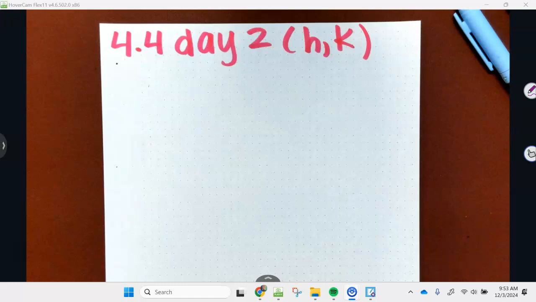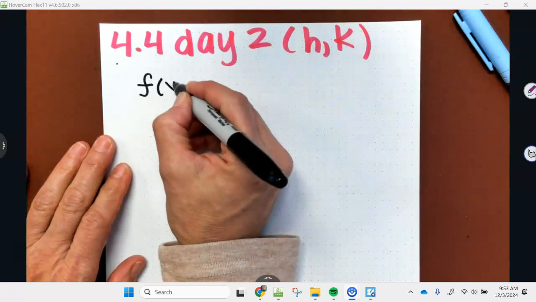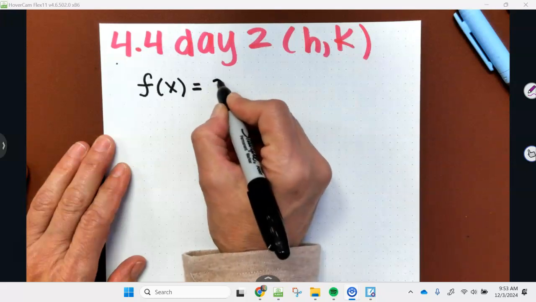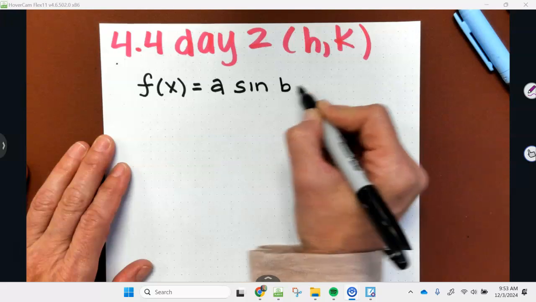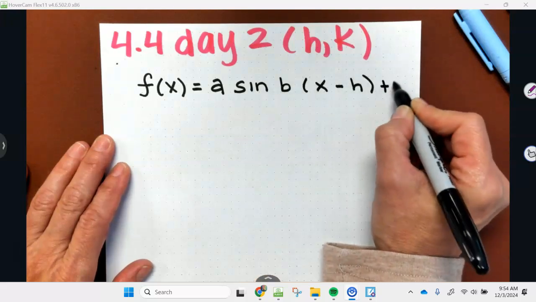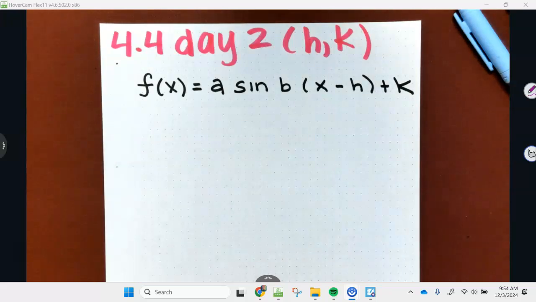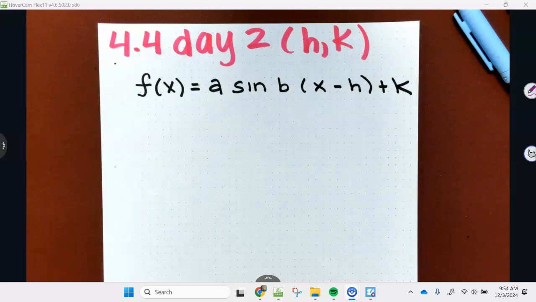All right, so what I'm going to do is write the full equation for a trig function with all the transformations on it. And we're finally going to talk about each piece. They're pretty much the same as they've always been. They just have different names because they belong to sine waves and cosine waves now.